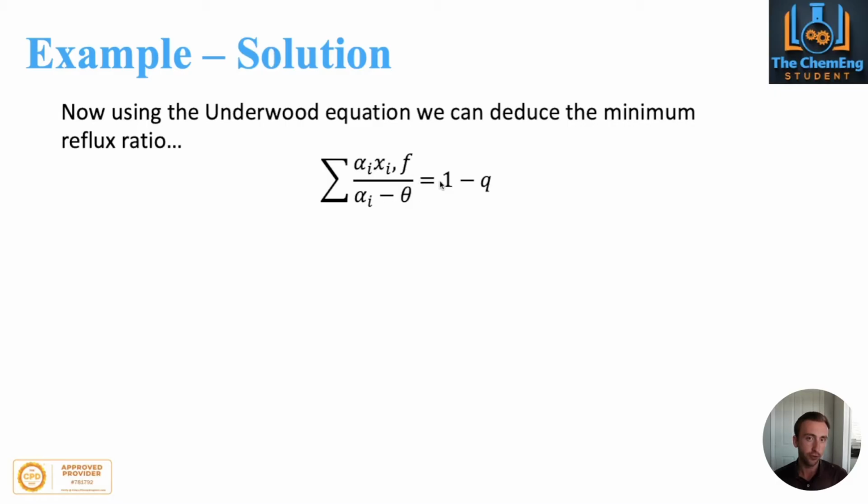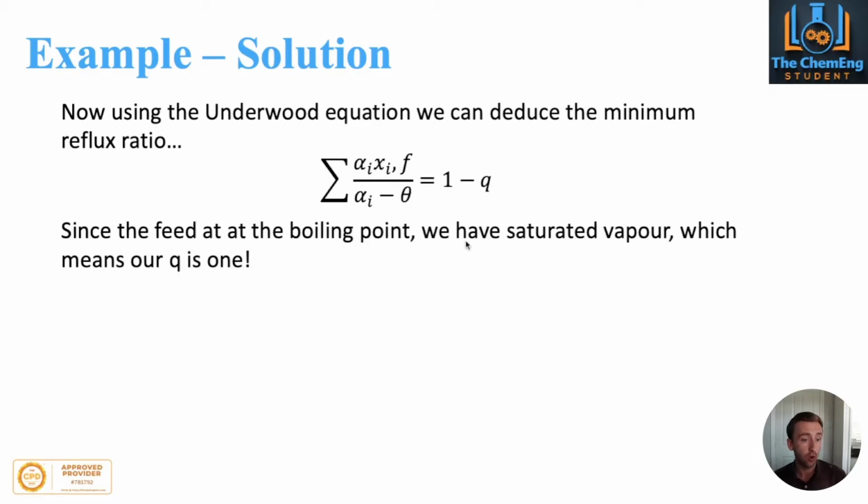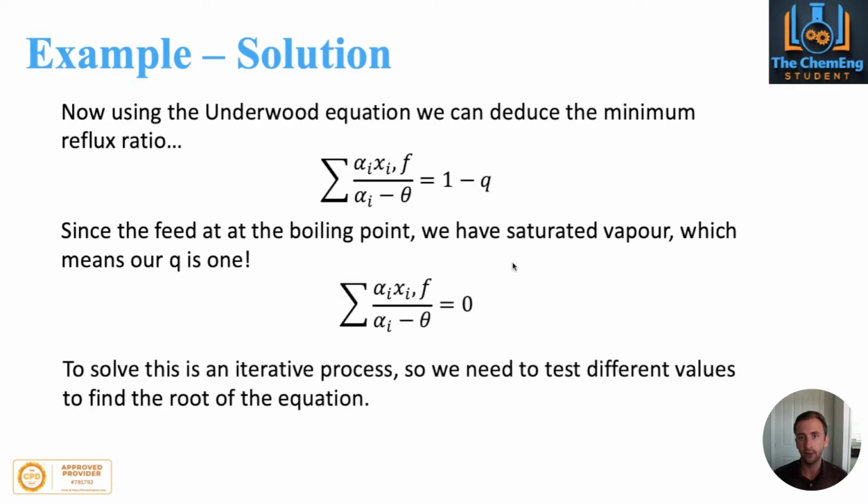So the first thing that we'll do is take our equation, and the reason we're taking this one is because we know that the feed is coming in at its boiling point. We can check that by the temperatures. It's coming in at its boiling point, which means we have saturated liquid. That then infers that our q line is equal to 1. So if we do 1 minus 1, that will render the right-hand side of the equation equal to 0.